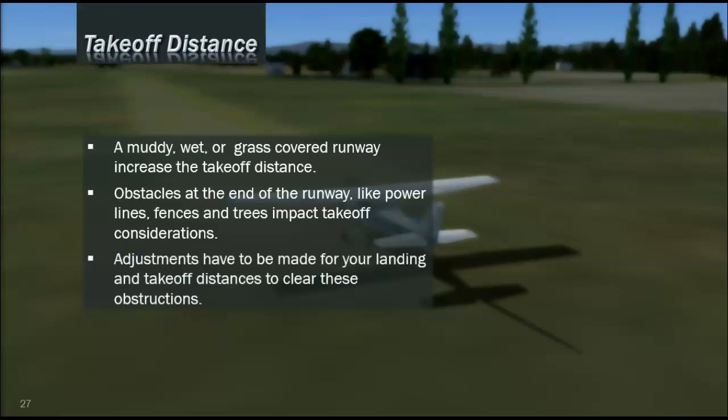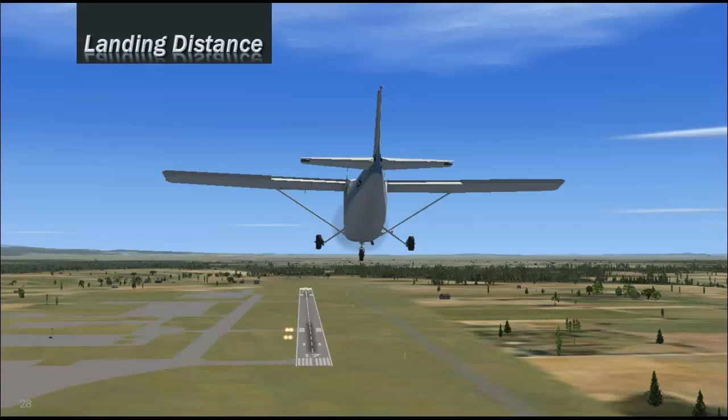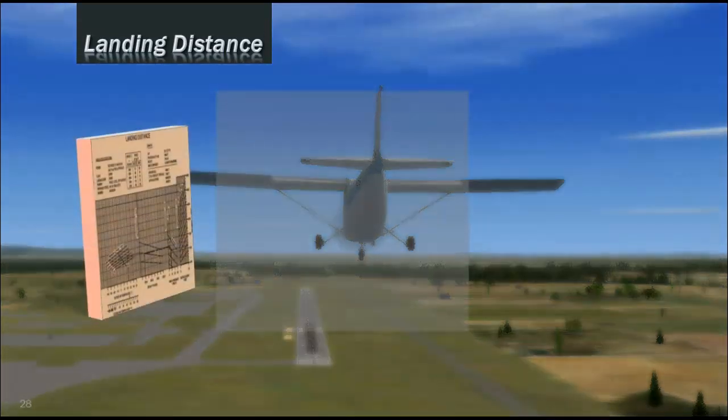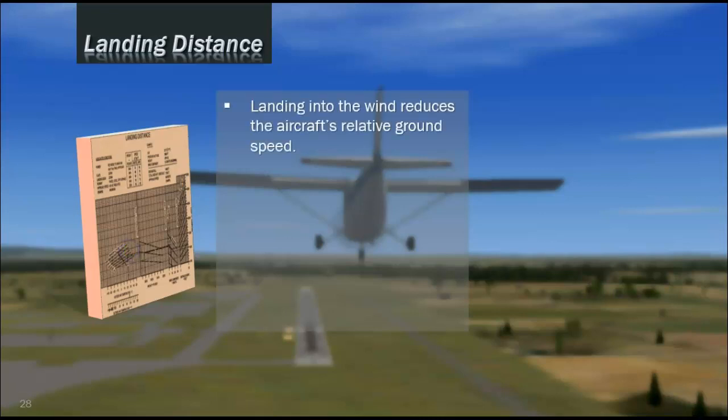So you need to make adjustments for your landing and your takeoff distances when you have to clear an obstacle at the end of the runway. The same considerations need to be factored in for landing distance calculations. There's a landing distance chart in the pilot's operating handbook to help you determine what your landing distance will be on any given day. Landing into a wind, remember, reduces the aircraft's ground speed.